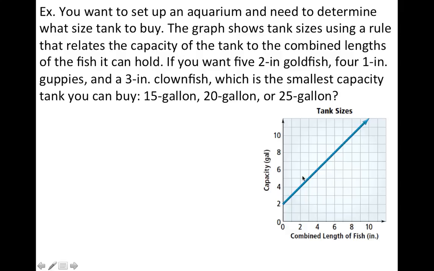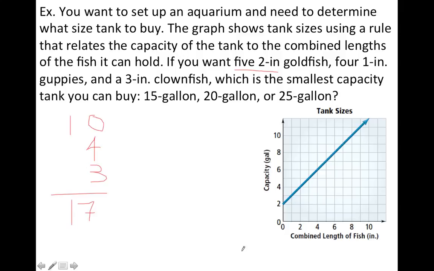To determine this, you have to look at our graph over here, and we have to figure out what is the total length of the fish that we want to buy. So if we're buying 5 2-inch goldfish, that will be 10 total inches. If we're buying 4 1-inch guppies, that will be 4. And we're buying 1 3-inch clownfish. So if we add up our total length, we will get 17 for our total length.